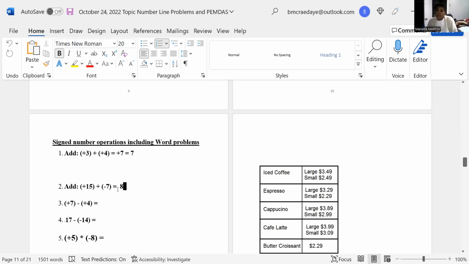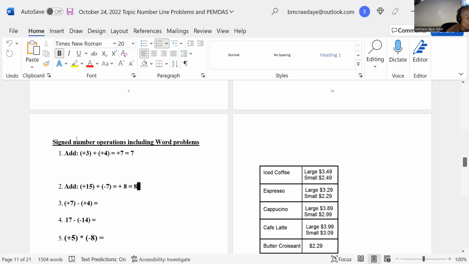But you said negative. It can't be negative because the sign is determined by the number with the greater absolute value. 15 has a greater absolute value than 7, and it has a plus sign. That's why this becomes a plus. And the plus 8 is the same as 8. This is equivalent, because you don't really have to put the sign. The default, if you don't put a sign, is plus 8. Got it?